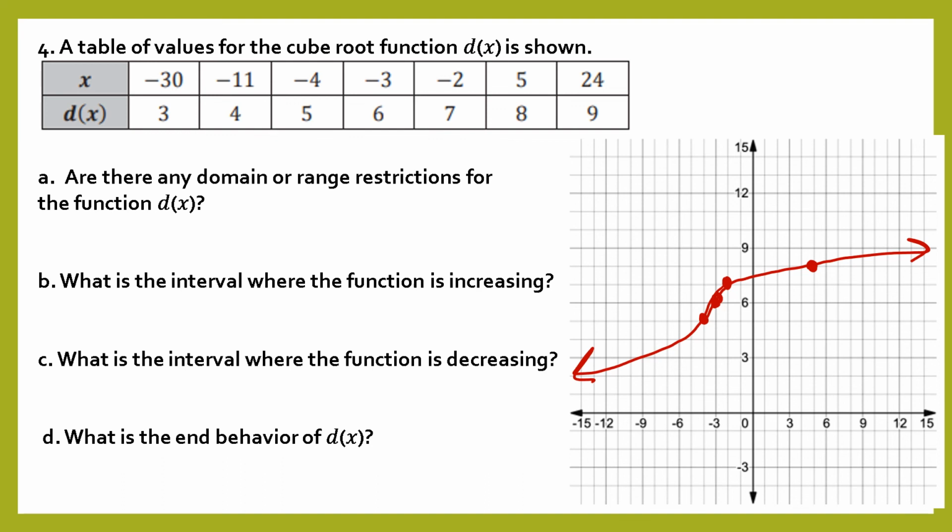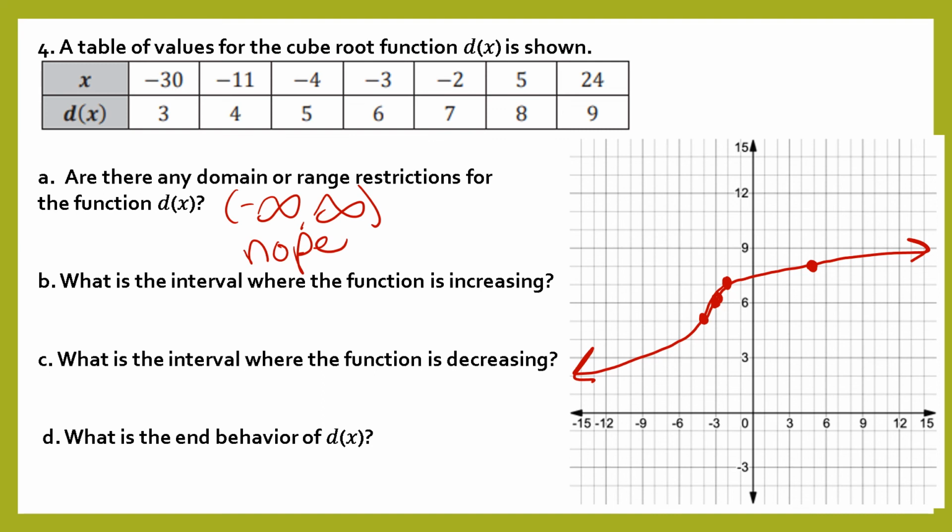So part A says, are there any domain or range restrictions for the function? So what did I tell you about the domain or range for our cube roots? It was the same every time. What is it? Yeah, negative infinity to positive infinity, right? Because both ends of the graph go on forever. So are there any restrictions for our domain or range? Nope. So for your cube roots, it's always going to be negative infinity to positive infinity. We won't ever restrict those.